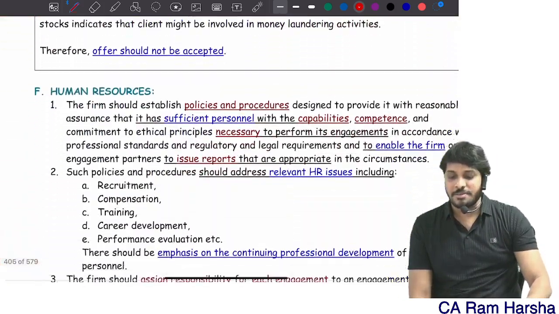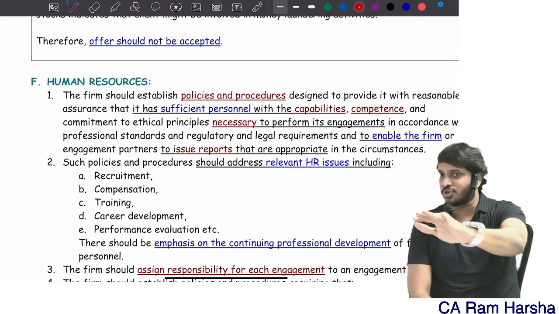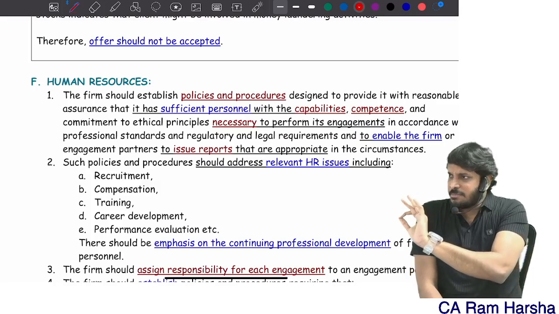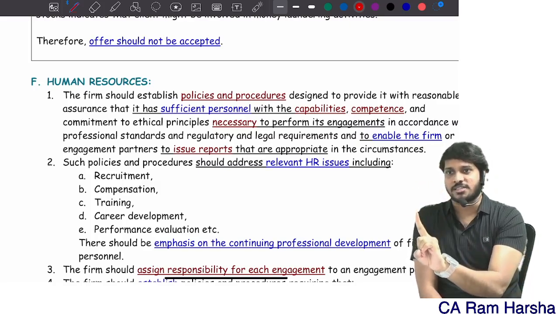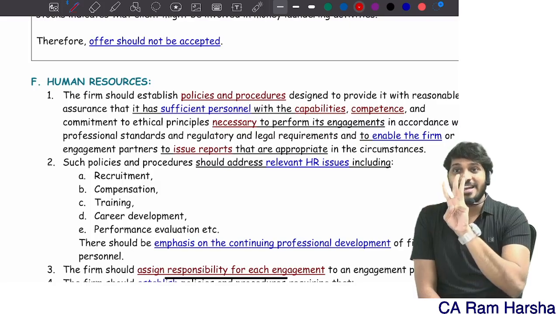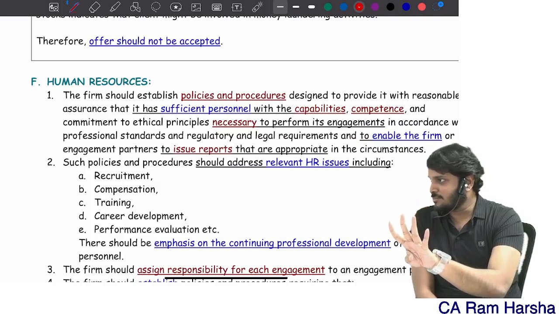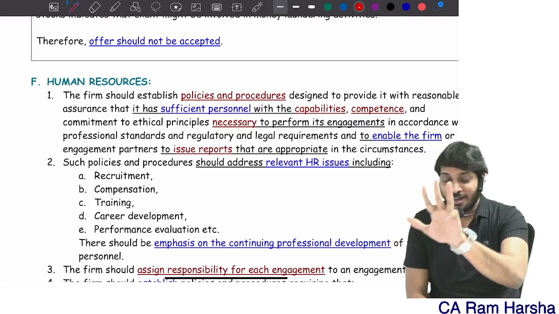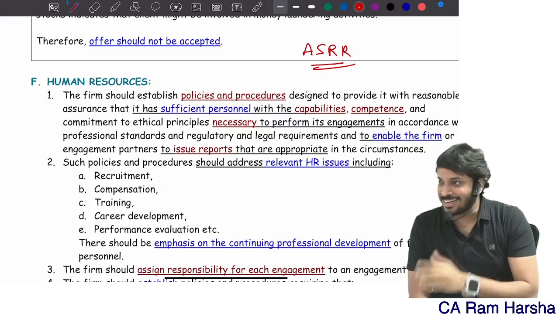Understood? That's it. One of the important and major elements in the quality control standard, acceptance and continuation of client relationship, is over. Now, how to remember this point, I will teach you now. Your remembrance should not be the first step in your studies. The first step is analyzing it, then summarizing it, then revising it, then remembering it. The short code for that: analyzing, summarizing, revising, remembering. ASRR.